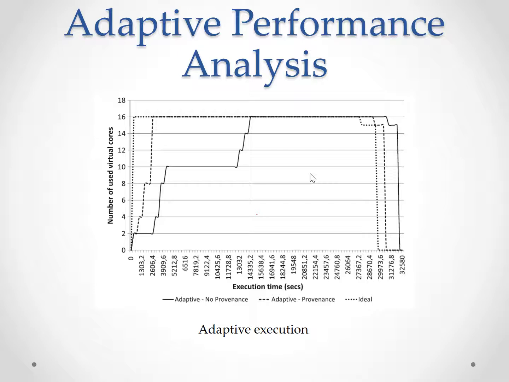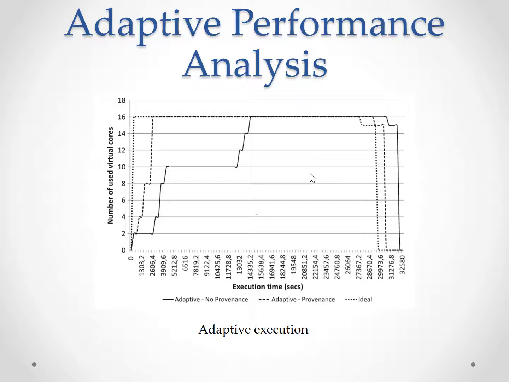Now, we encountered 3 different cases. First is the ideal scenario, in which we know a priori that if we executed SciPhy using 16 cores, we could meet the deadline and the limit budget with the best possible performance. But in the other 2 cases, the amount of virtual machines increases and decreases gradually.